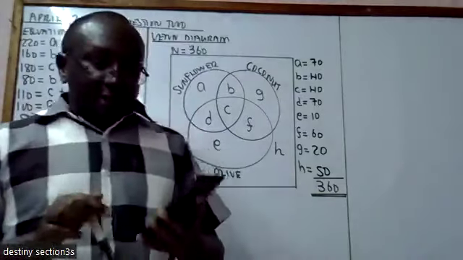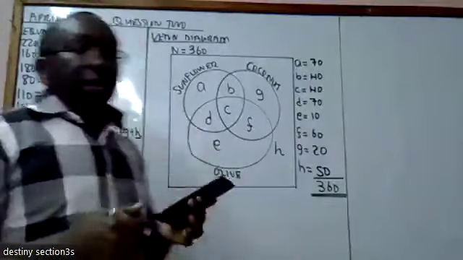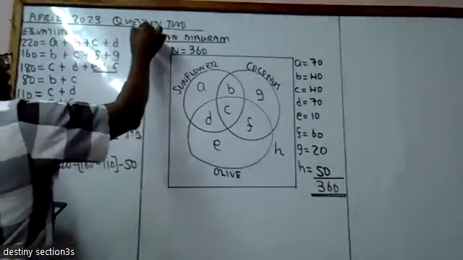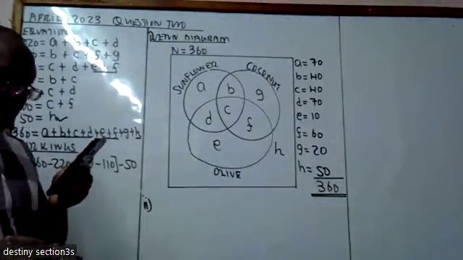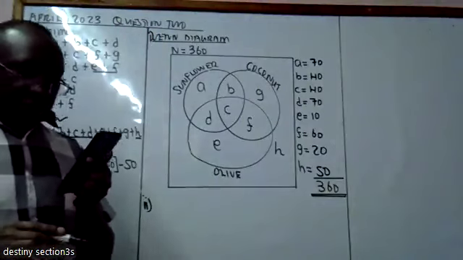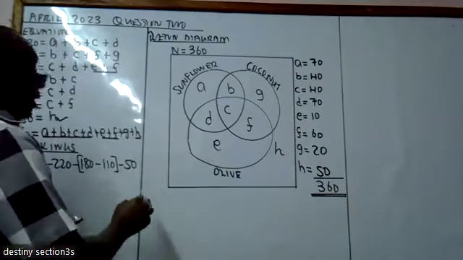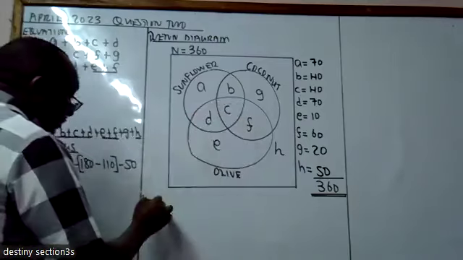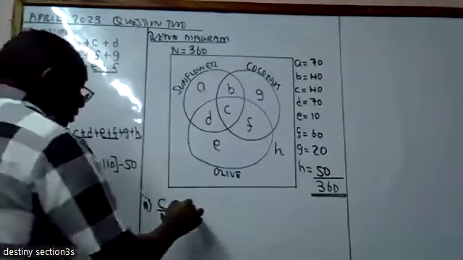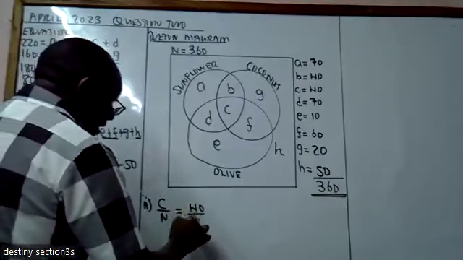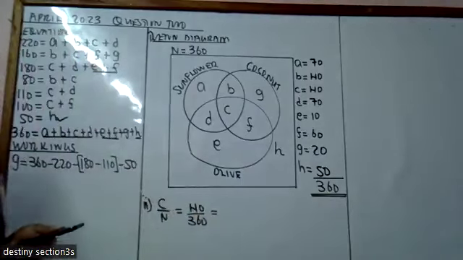Let us now provide the answer that the examiner had required. So part one, he had required the Venn diagram. This is the one we have answered. Roman 2, he's asking the probability that a customer picked at random prefers all the three. So probability that someone prefers all the three, it is here. C, you divide by N. So C is 40, you divide by 360. You can either leave it that way or you can simplify any further.